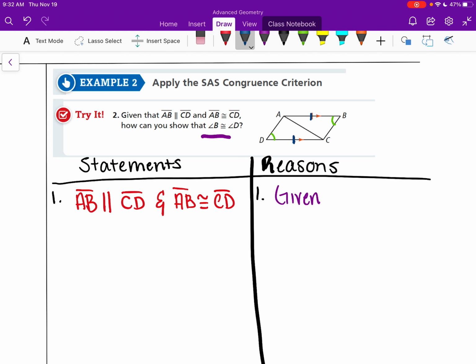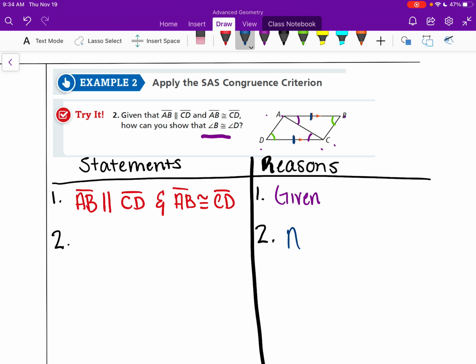Okay, here we go. Statement number 2. Try to think, now what did we just discover that could be really important knowing that those lines are parallel? Well, knowing that those lines are parallel, we know that angle BAC is going to be congruent to angle DCA, those two angles. Why are they congruent? Do you guys remember the reason why?